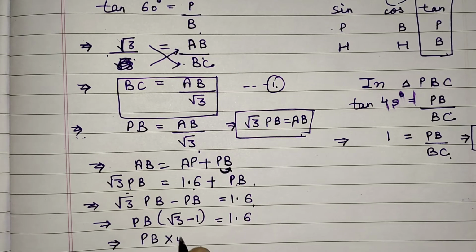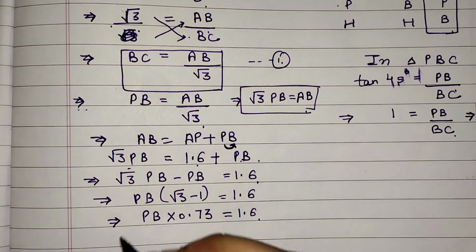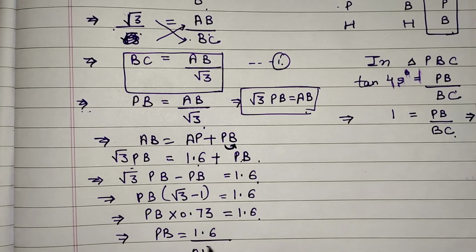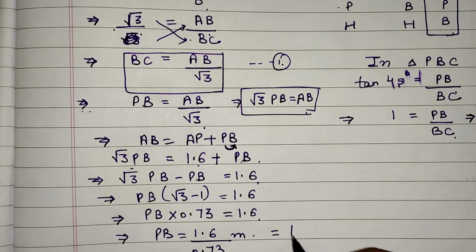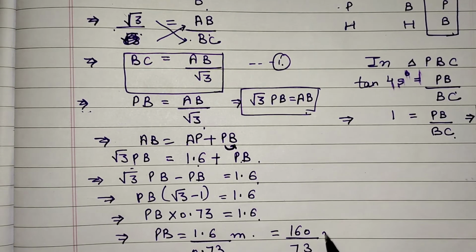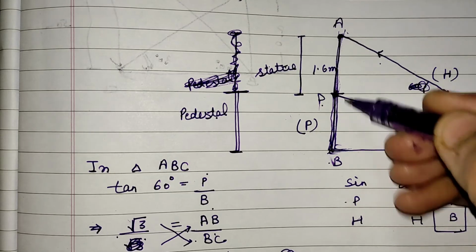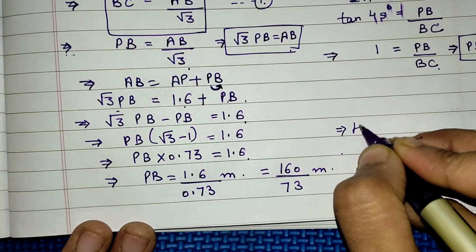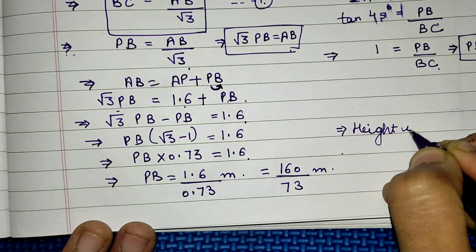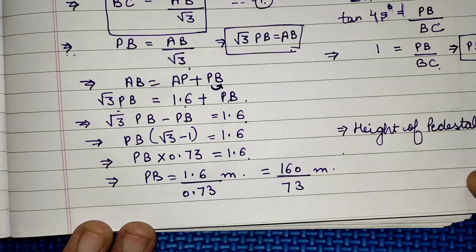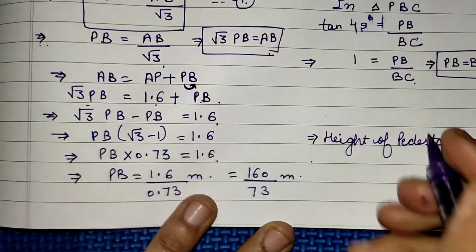So PB into 0.73 will be equal to 1.6. I will get PB is equal to 1.6 by 0.73 meter, which is equal to 160 by 73 meter. I have to find only this, that is, the height of the pedestal. So I can write my answer as: height of pedestal is equal to 160 by 73 meter.